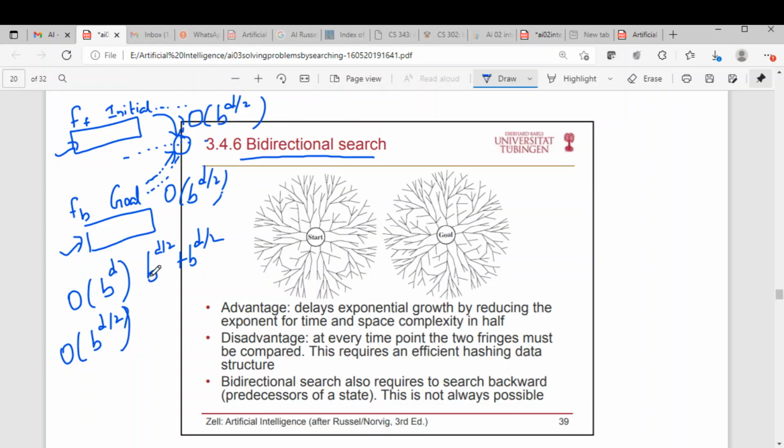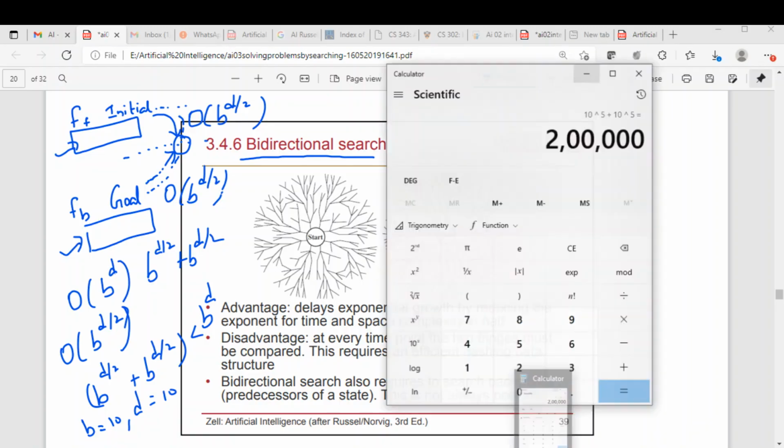So the point is that b to the power d by 2 plus b to the power d by 2 is very much lesser than b to the power d. You can check this by making some small calculation. Let us assume b is equal to 10 and d also equal to 10. Let us do a small calculation.